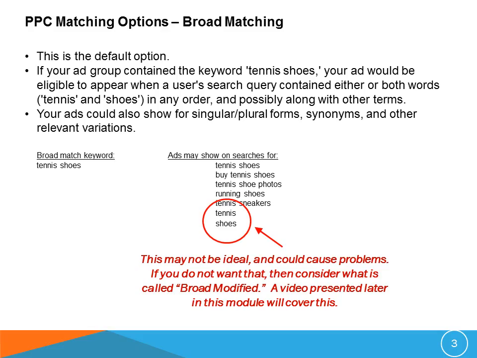So broad matching is a default option. If you don't specify anything, it's going to be broad match. If your keyword is tennis shoes, your ad is going to appear if either or both of those words show up in any order, with anything else there, singular, plural, synonyms included. So tennis shoes would trigger it, buy tennis shoes would trigger it, tennis shoe photos, running shoes would trigger it, tennis sneakers would trigger it, and even tennis and even shoes would trigger it.